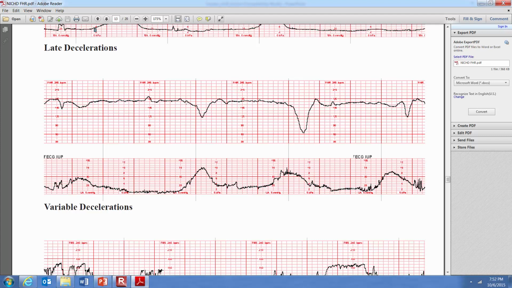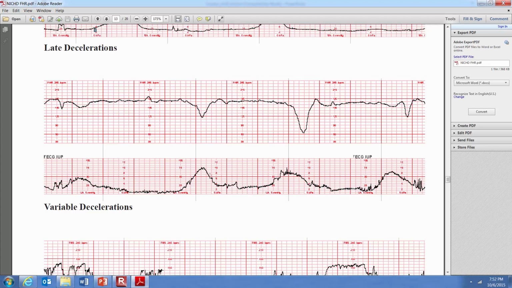Now, like the other ones, they don't always follow the rule hard and fast. So let's count this. 10, 20, 30. So this is right at 30, maybe a little more seconds that it left the baseline. But look, it looks abrupt, it looks pointy, it looks abrupt going back. Look at this one, abrupt, pointy, abrupt. These are variable decels. These are cord compression.